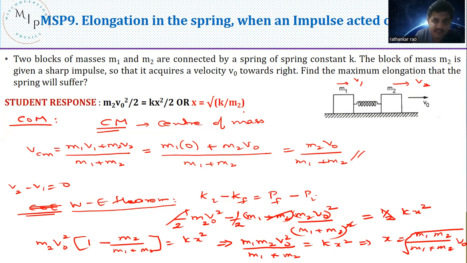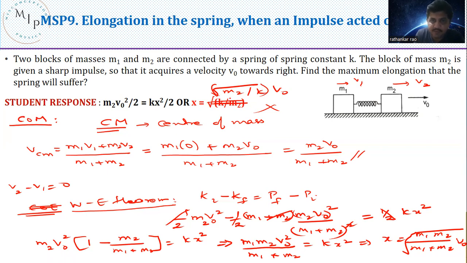So definitely it is not this answer. I think I made a mistake here. This should not have been k by m2. I think the answer should have been square root of m2 by k, into v0. This should be the answer which the student would have written here. So here we got a different answer.